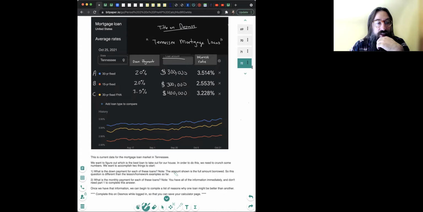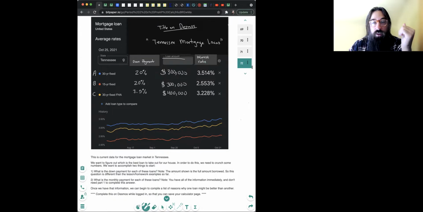First questions ask about down payment, and you're probably going to misunderstand it. Keep in mind that I'm telling you the loan amount already. So you're not going to subtract the down payment, because I've already told you the loan amount. If this is the loan amount, what would the down payment have to have been? That's really what question one asks. Question two asks you to find the monthly payment. So plug this information in for loan A, loan B, and loan C: down payment, loan amount, interest rate.